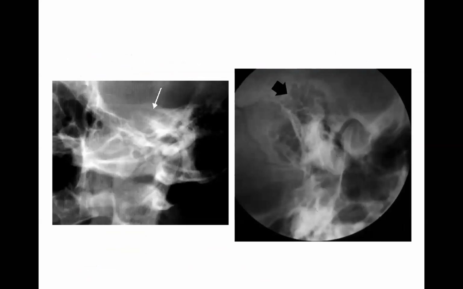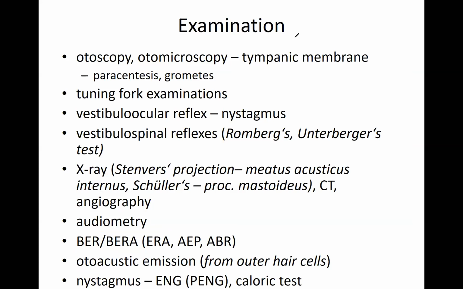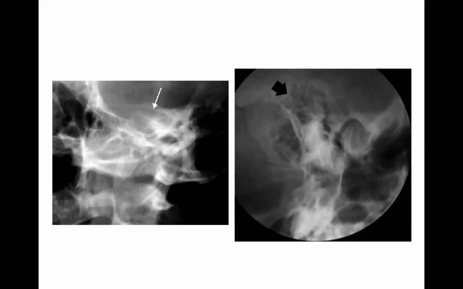So this is for examination. We can use special X-ray projections. They have names, but it is not necessary to know the names. Towne's and Schuller's projections. And they can show you some specific structures like the external and internal acoustic meatus and the mastoid process. So Schuller's one shows you the mastoid process well, and you can see the pneumatization of the mastoid process. This is the temporomandibular joint.